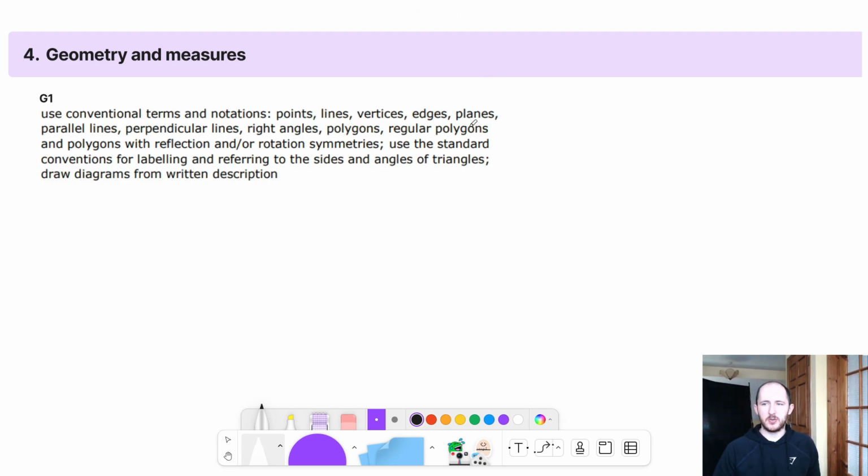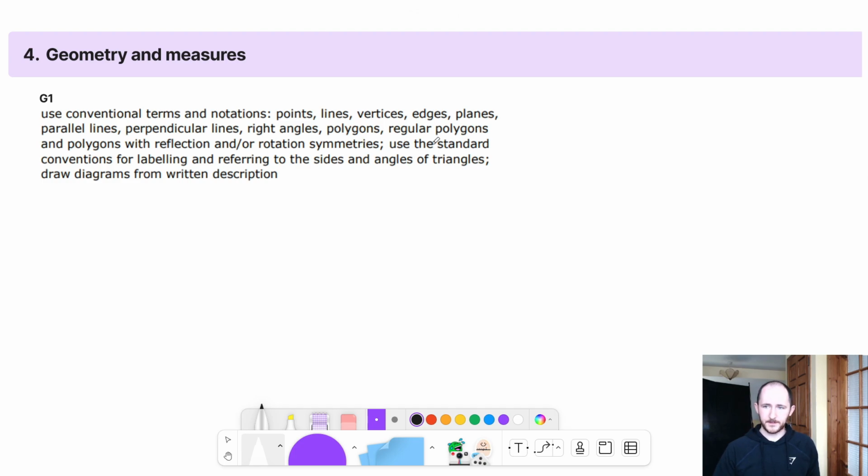A plane is just a 2-dimensional shape, essentially. Parallel lines are 2 lines that will never meet. Perpendicular lines meet at 90 degrees. Right angles are 90 degrees. Polygons is just a many-sided shape, so anything above 2. So triangles, squares, pentagons, hexagons, etc.